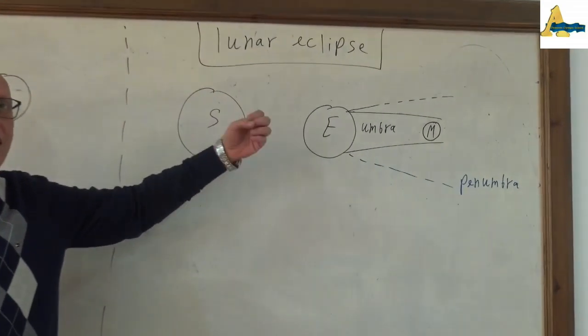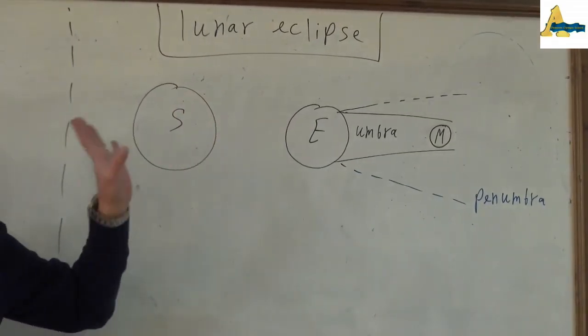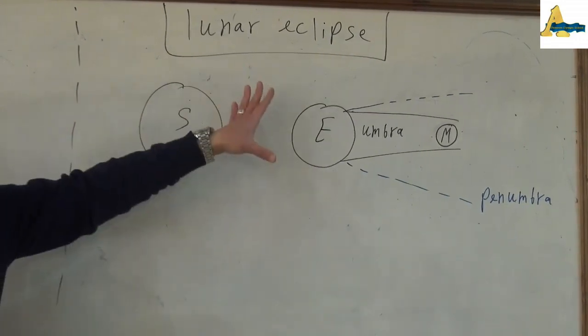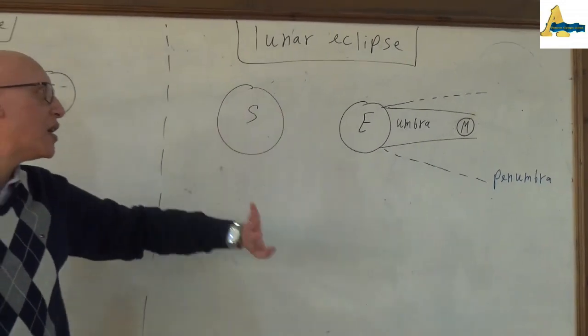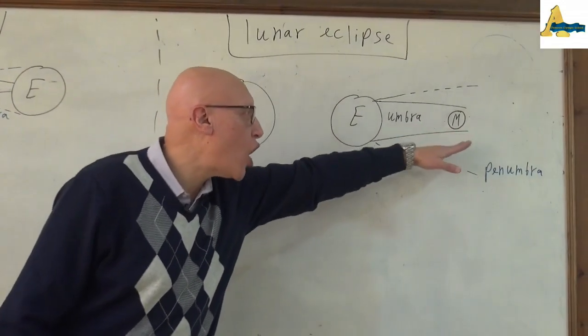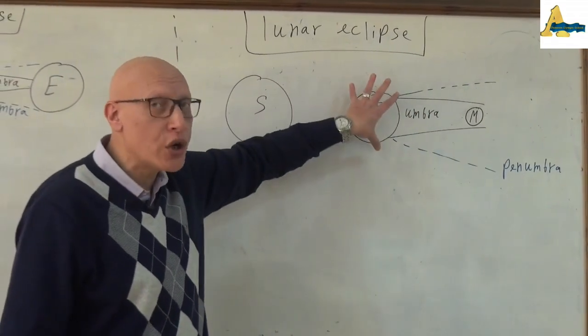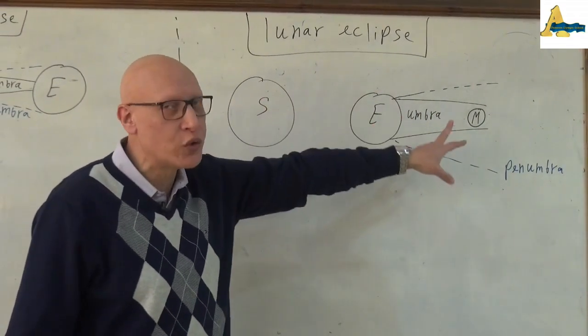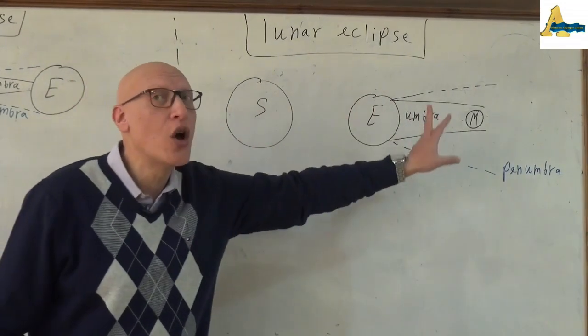The lunar eclipse is another type of astronomical phenomenon, but it happens at night. The lunar eclipse is an astronomical phenomenon that happens when the sun, the earth, and the moon are nearly on one straight line. And this time the earth is between the sun and the moon. Don't forget, the earth is between the sun and the moon.